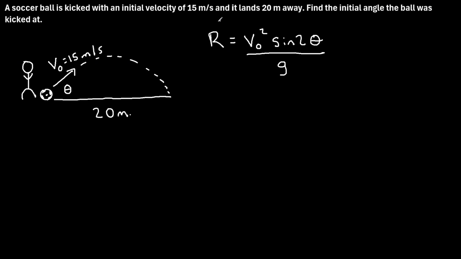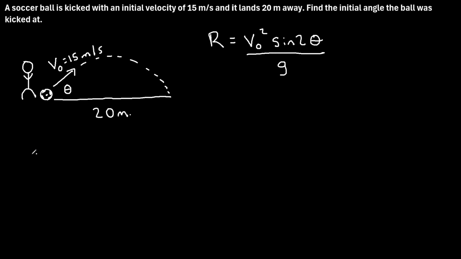So what we'll notice about this equation is that we know the range already, that's 20 meters. We also know the initial velocity, and we know the magnitude of gravity, which is 9.8 meters per second squared. So we have all of these values, and we just want to find this angle. So we can go ahead and use all the values that we know to figure out what this angle is. So let's go ahead and do that.